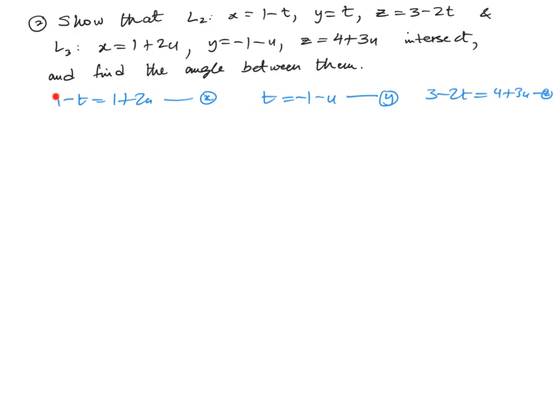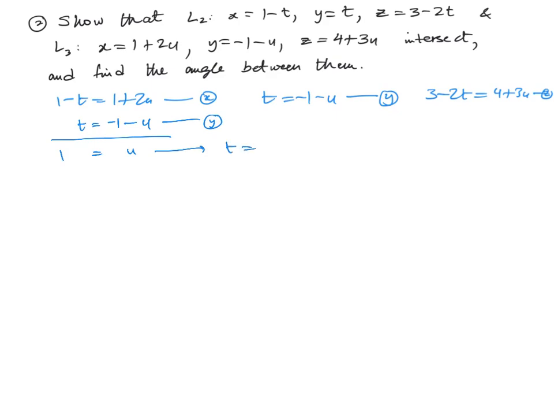Basically, if I just add this to that right now, the t is going to cancel. So I'm just going to rewrite that y equation underneath. T equals negative 1 minus u. That's the y equation. I add them together. I get 1 equals u. Now that I have u, I've got to find the t value. So let's substitute it back in.